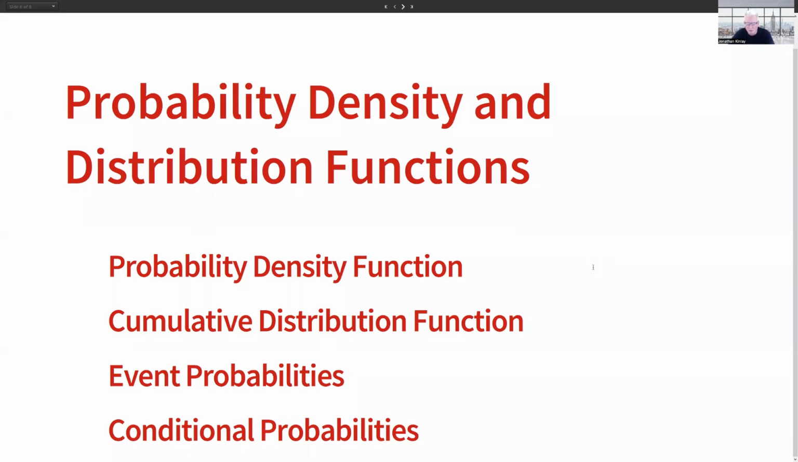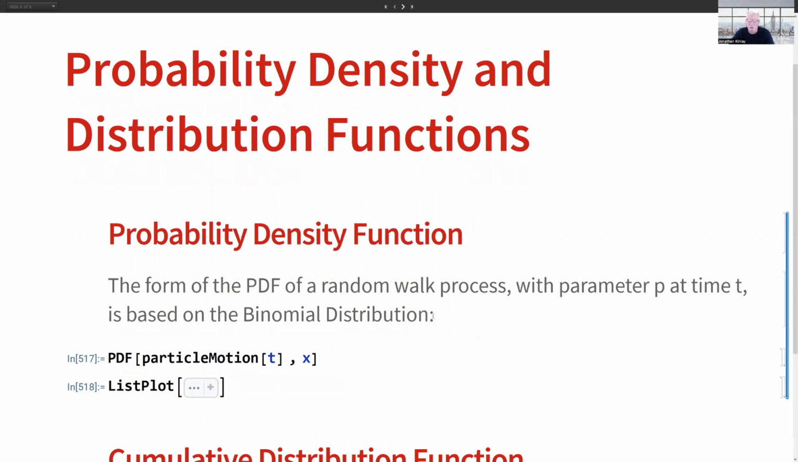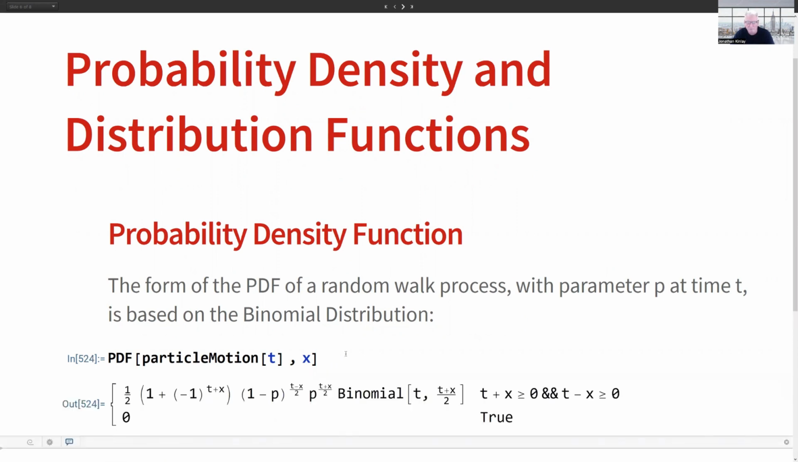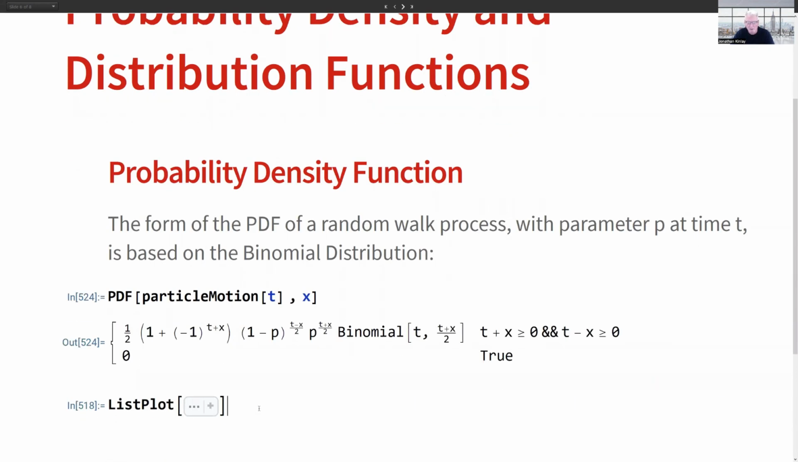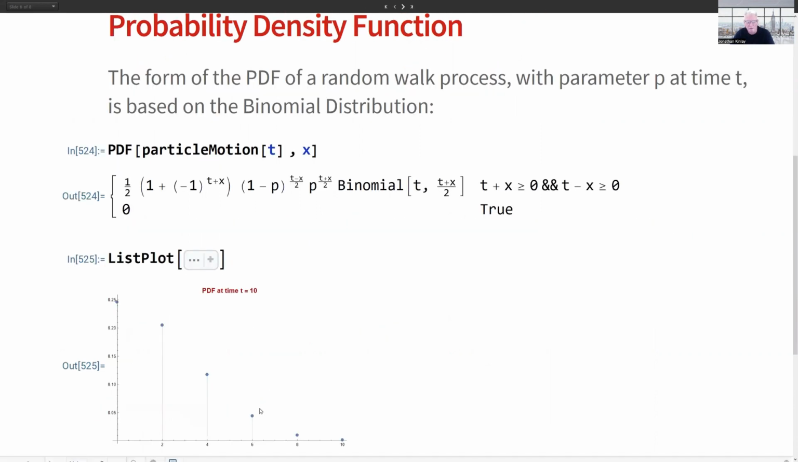Now I want to come on to the probability density and distribution functions for a random walk process. The PDF of a random walk with parameter p at time t is based on the binomial distribution. It has this form. And we can plot the PDF for values of x in the range from 0 to 10 for time t equals 10, with parameter p set to 0.5.